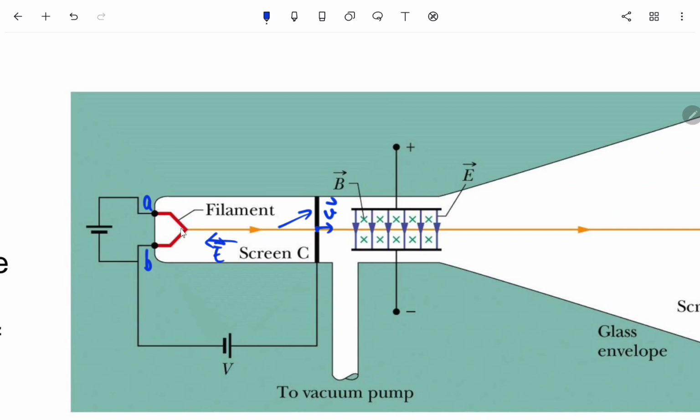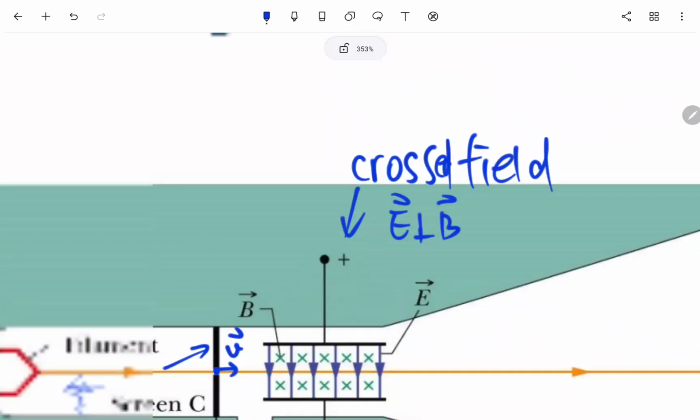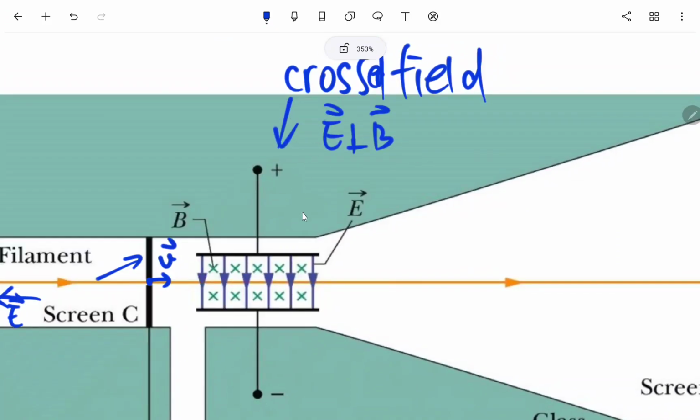Some of the electrons may be lucky enough to go through this hole and then go to the right side. In that case, here we try to generate the so-called cross field at this part, which means that we have E field and B field perpendicular to each other. So we call it cross field. Okay, 就是交叉的场. Cross field.